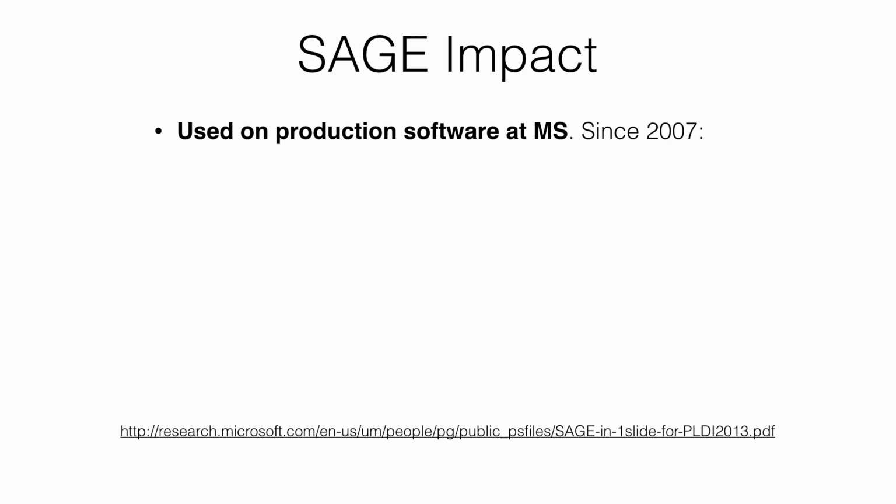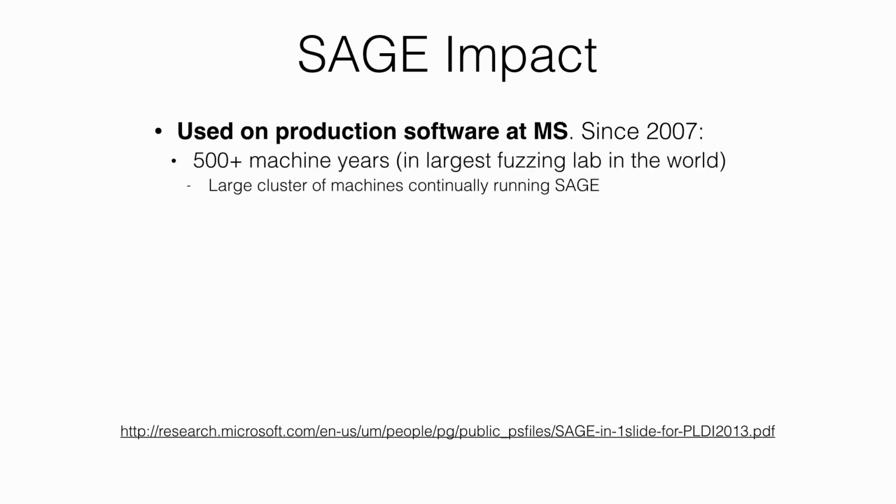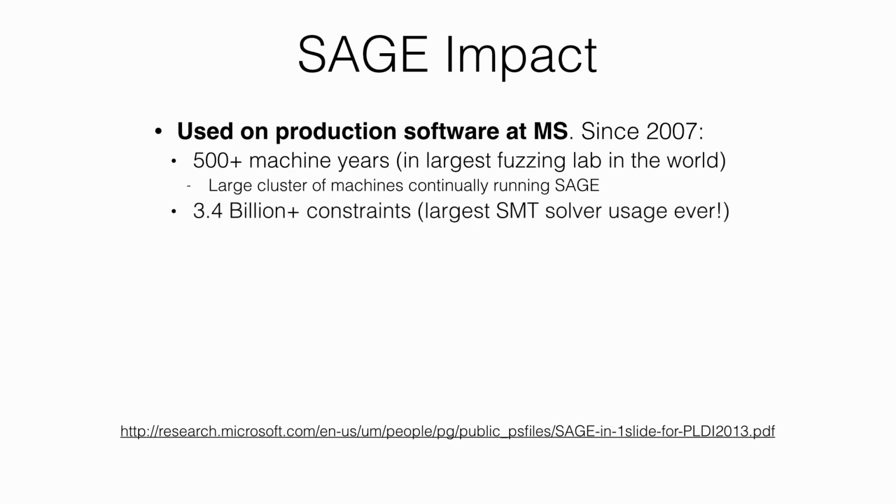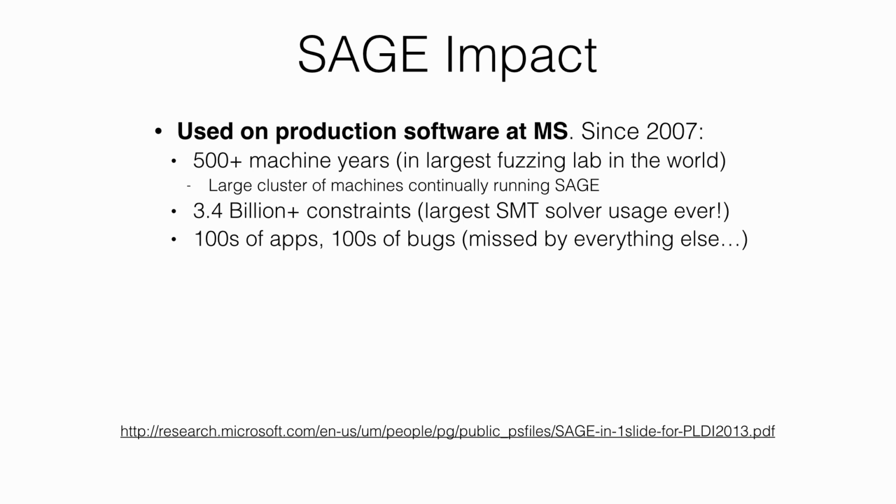SAGE has transitioned from research prototype to production tool. It's been used on production software at Microsoft since 2007. Between 2007 and 2013, SAGE was used remarkably often at Microsoft. For example, it's been run for more than 500 machine years as part of the largest fuzzing lab in the world. It's generated 3.4 billion plus constraints, making it the largest SMT solver usage ever. It's been applied to hundreds of applications and found hundreds of bugs that were missed by other bug-finding techniques. For example, one third of all Win7 WEX bugs were found by SAGE.